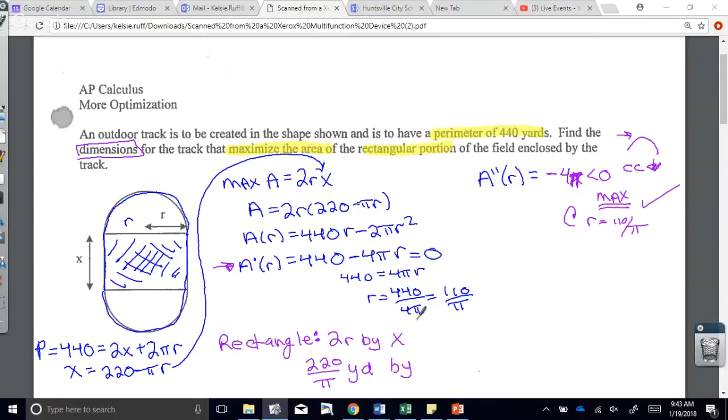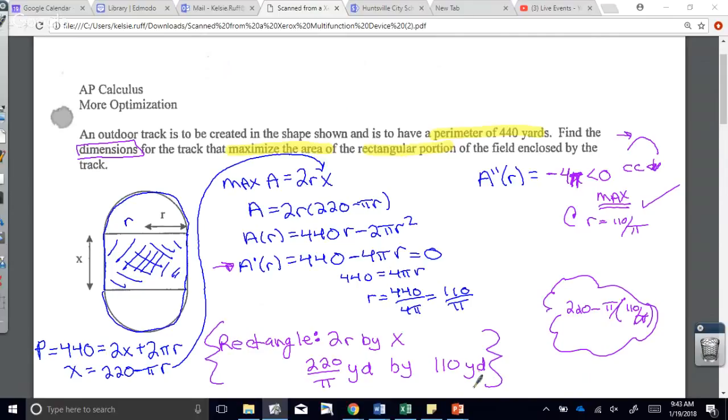yards. And x we said was 220 minus pi r. Okay, so we need to do this: 220 minus pi times 110 over pi. The pi's are going to cancel. 220 minus 110, which is just 110 yards. Okay, so here's my answer. 220 over pi yards by 110 yards.